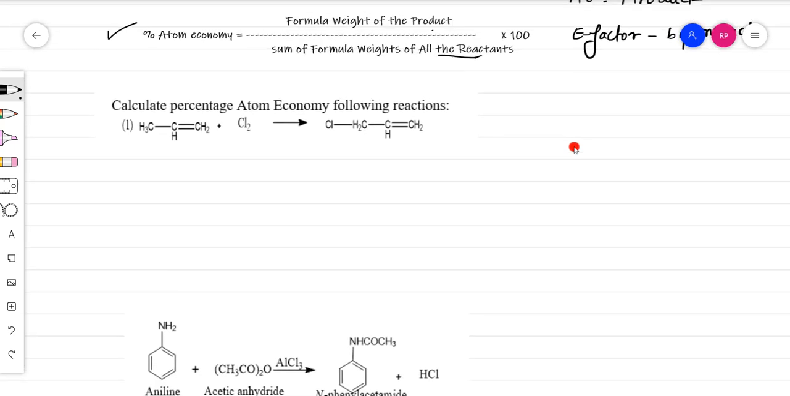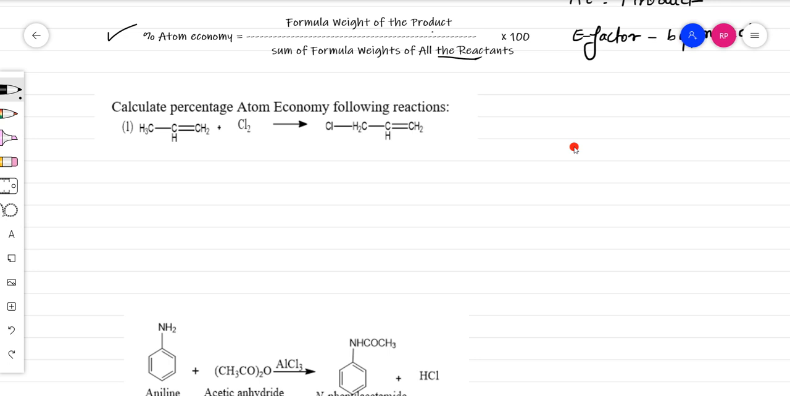The formula is very simple. When a question asks you to find atom economy, the first thing you should find out is the molecular weights. Formula weight is nothing but the molecular weight. Students generally go wrong in finding the molecular weights, where they do calculations wrong. The formula is easy, but they calculate wrong. Okay, so let's see the first one.